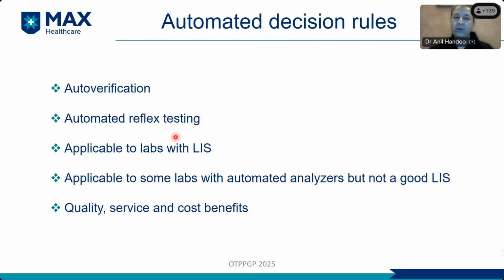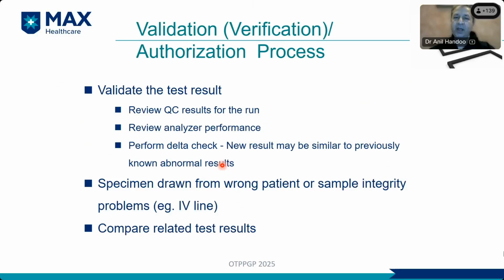We'll also talk about reflex testing wherever it is required, and it'll probably be applicable to certain labs where we have a good laboratory information system, and of course it affects our quality as well. Now, when we talk about validation or verification or authorization process, what are we looking at? We need to look at reviewing of the QC run. We need to look at the analyzer performance, which we are already dealing with.